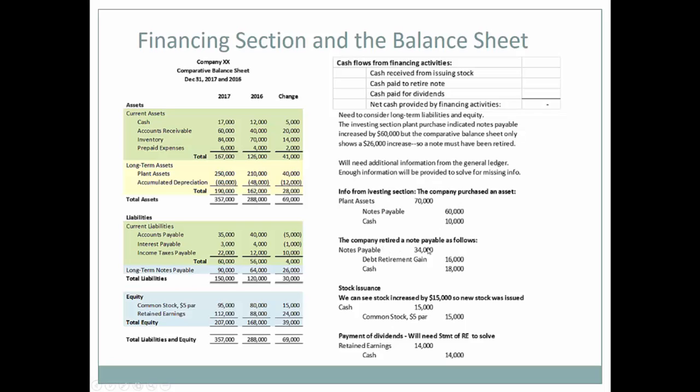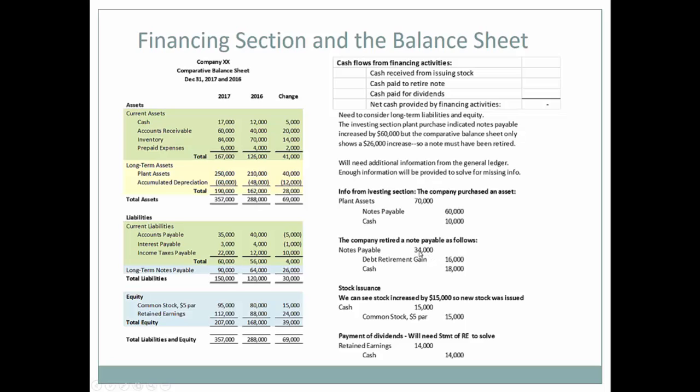So the company must have had to retire a note as follows, and it must have had a notes payable of $34,000 in order for this to have gone up only by $26,000. So it went up by 60, but then it had to go down by 34 for the net gain to be 26. We know we had a retirement gain of 16,000, so if we take the difference between these two, that means we must have paid out cash to retire the note of $18,000, which is a pretty sweet deal.